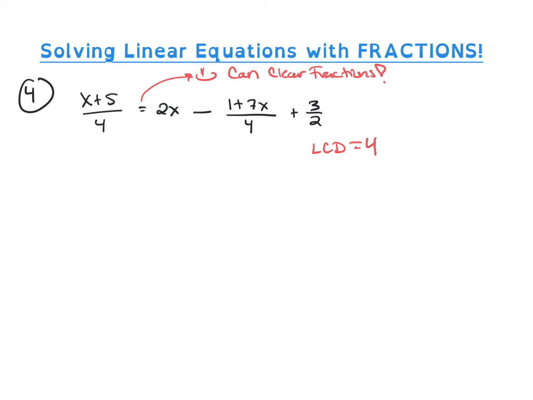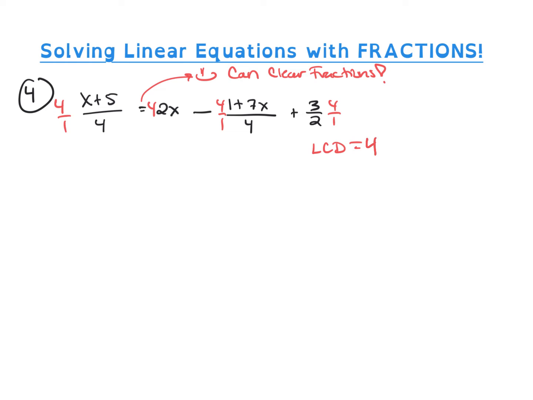And here's what we're going to do with that. We're going to multiply that 4, or in this case 4 over 1 if you have a fraction, to each term that we have. So multiply both sides of our equation by our least common denominator.